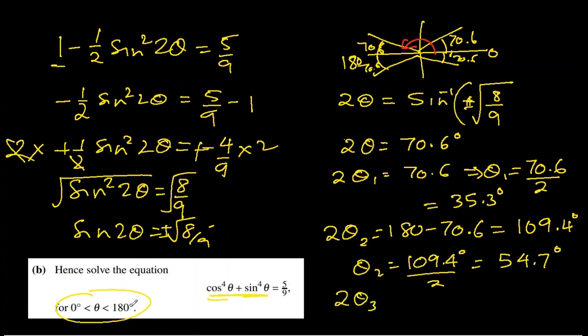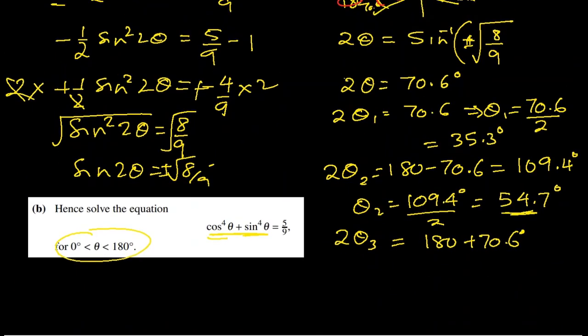Okay. Now, third angle. We are still away from our upper limit of 180 degrees. Just 54 we've got. So we'll go to the third one, which will be 180 plus 70.6 degrees, which is this angle starting from 0 again and reaching this line, which will be 180, and 70.6 more. So let's find this theta 3.